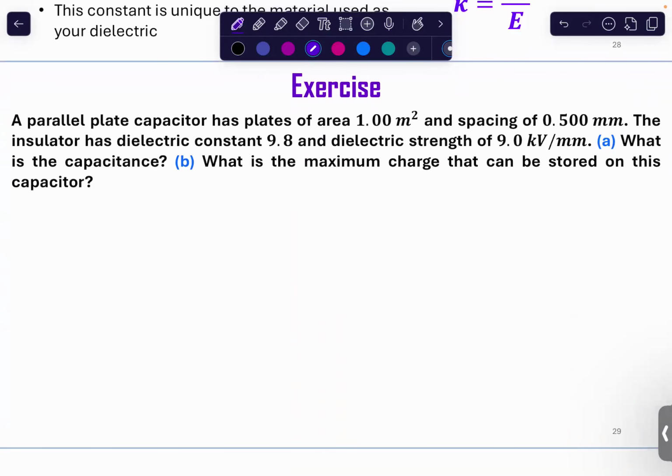Okay. Parallel plate capacitor has plates of area of 1 square meter, spacing 0.5 millimeters. Again, that's your D, that's your A. The insulator placed in there has a dielectric constant of 9.8. So that's our kappa. And dielectric strength of 9.0 kilovolts per millimeter.